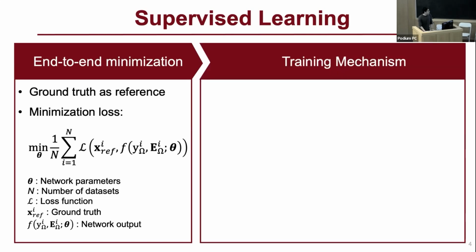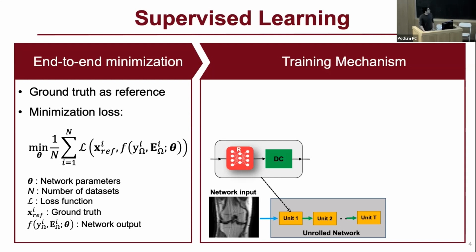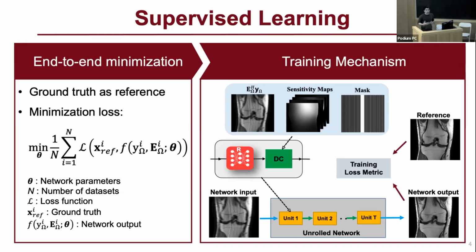So how the training mechanism works is as follows. You take this undersampled image that has lots of artifacts, and you input it to a network. It can be either a neural network or just a neural network. And in each one of those units, we have a regularizer, like neural networks, and our DC units. And DC has access to the physics of the problem, like we have sensitivity maps, sampling pattern. But what we get is the network output. And since we have a reference, we can know how well we are doing in terms of the reconstruction. So we can compute a loss and update our parameters.